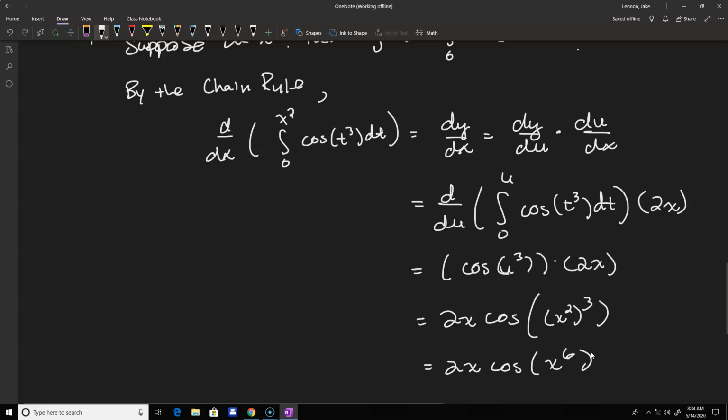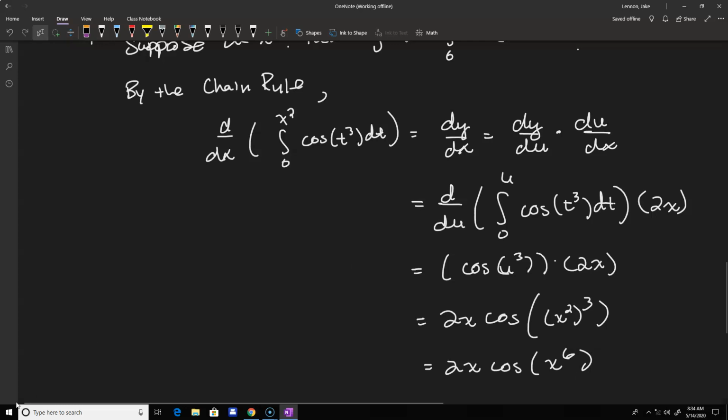So we're left with 2x times the cosine, and remember we multiply the exponents here, of x to the 6th power. So again, that seems a little bit tricky, but really you just have to apply the chain rule to any of the limits if they involve a function. Okay, so those are two pretty basic examples of the first part of the fundamental theorem of calculus.